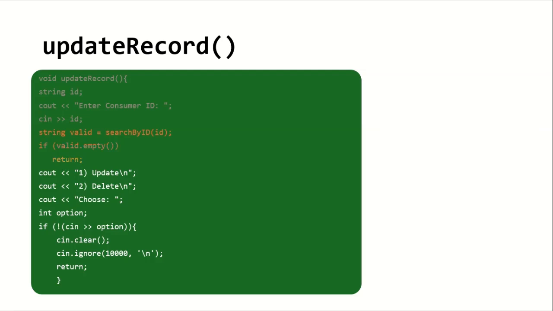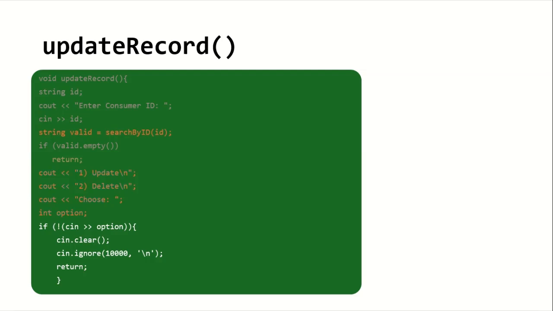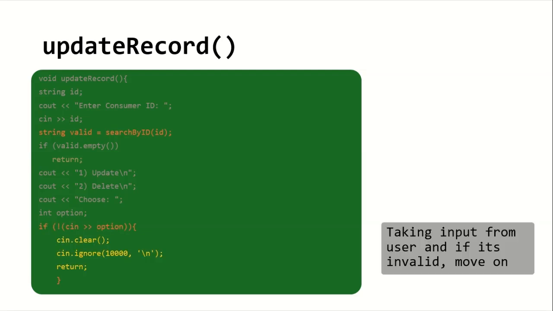Then if it was not empty, we are going to ask the user whether he wants to update or delete the entry. Then we check the option. If the option was wrong, we are going to return because he chose a wrong option.